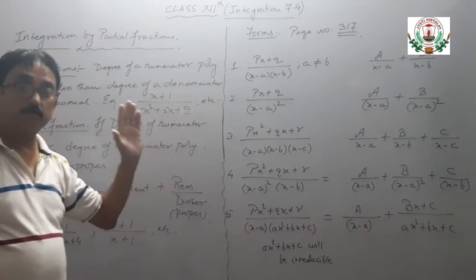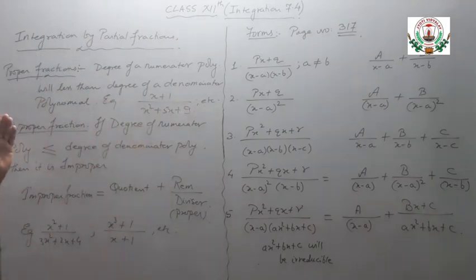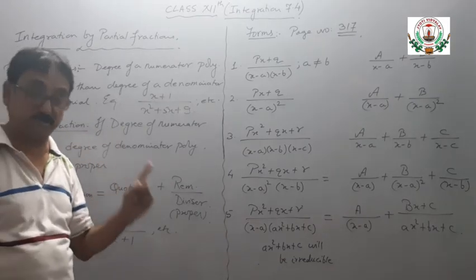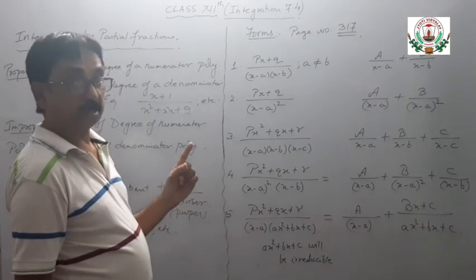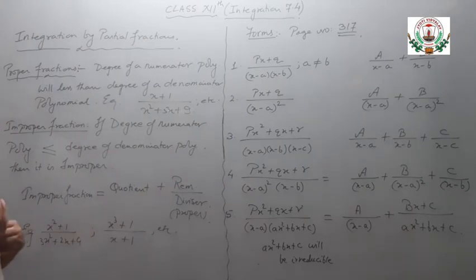When we are solving integration by partial fractions, first of all you have to see whether the integrand function is proper or improper. If it is proper, you can proceed directly. If it is improper, you have to convert it first into a proper fraction. An improper fraction is one where the degree of the numerator polynomial is greater than or equal to the degree of the denominator polynomial.